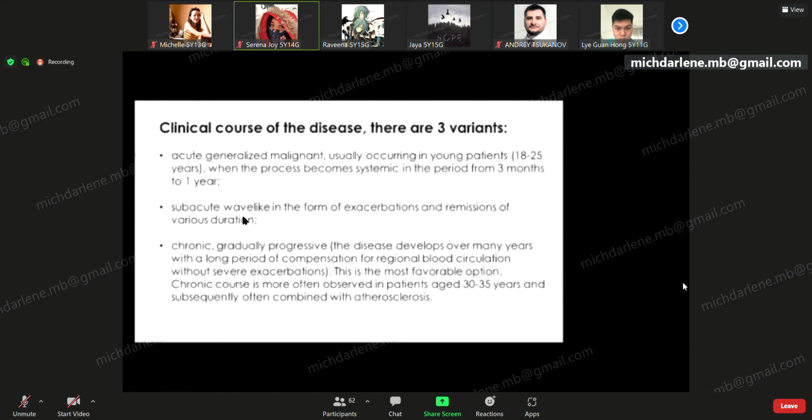This is the most favorable option. Chronic course is more often observed in patients aged 35 years and older, and is subsequently often combined with atherosclerosis.